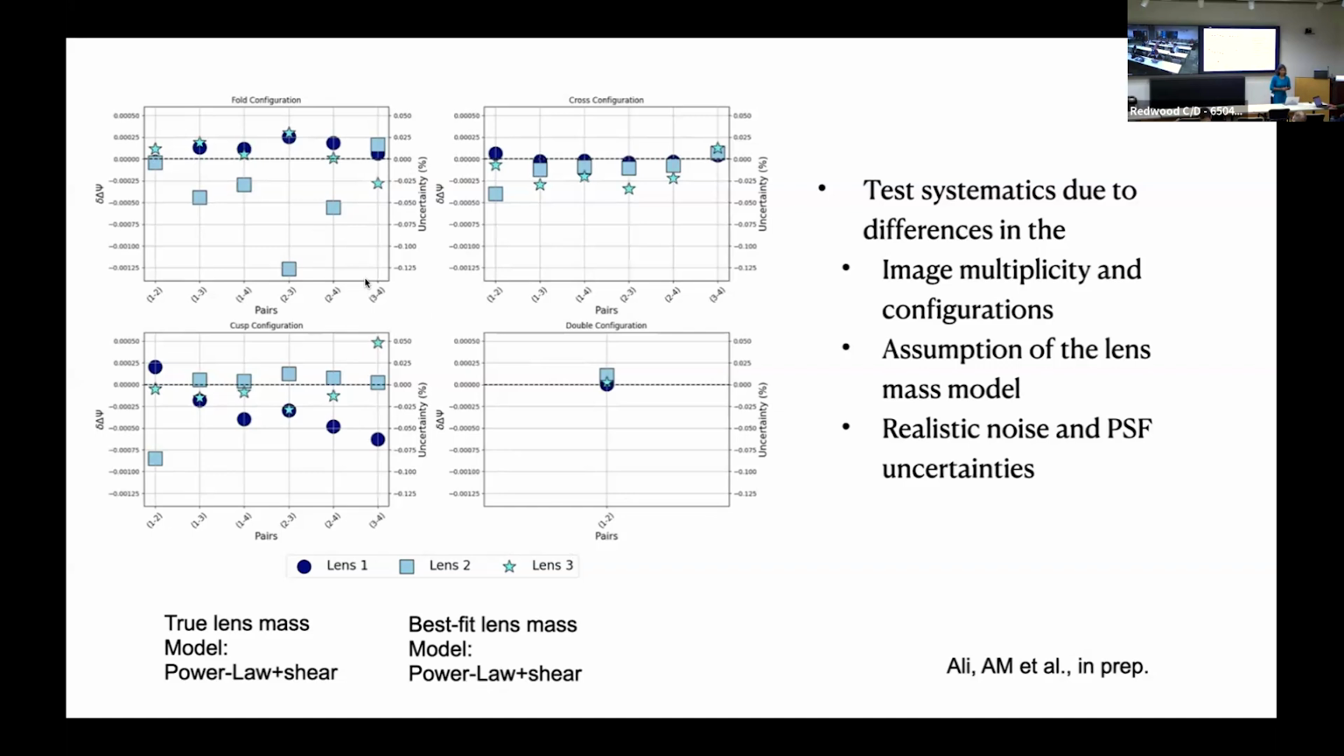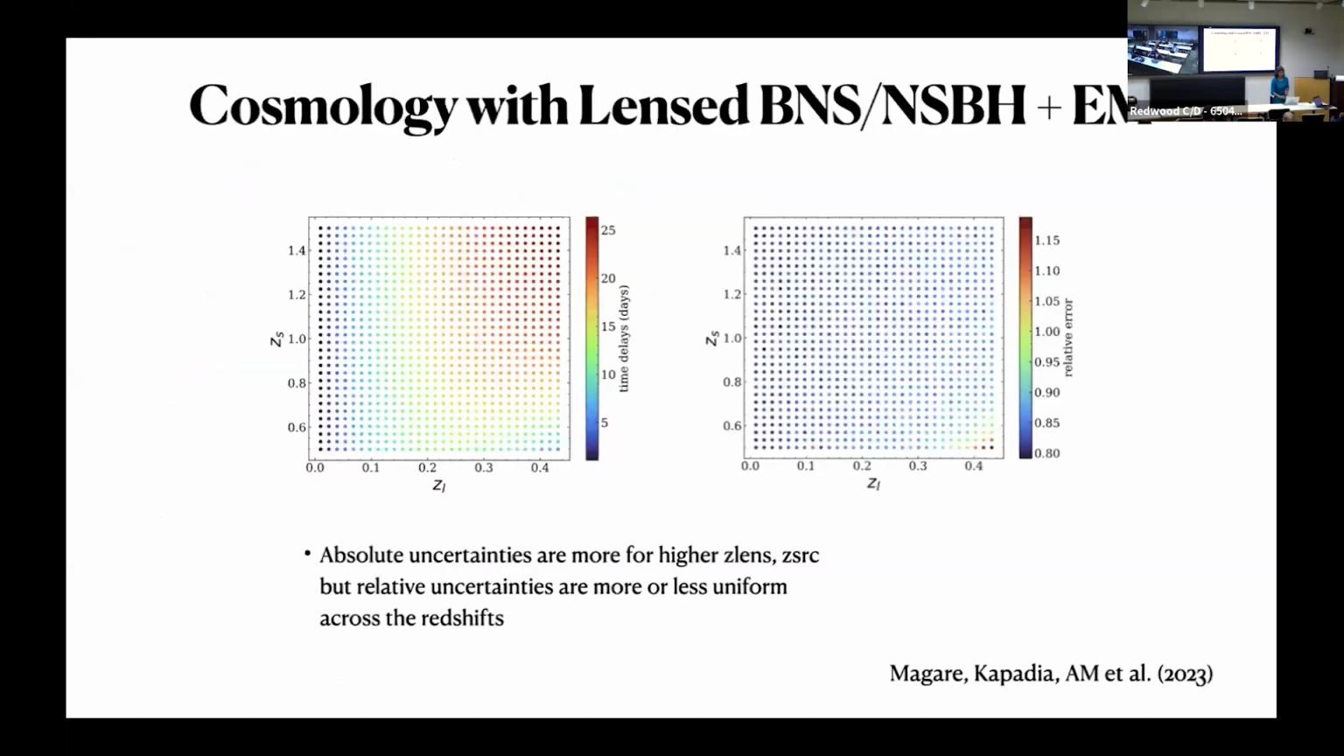And so in the next few steps that we're going to perform, we're going to relax some of these assumptions. We're going to test lens mass models which are completely different from what is there in the mock data, and also introduce realistic uncertainties in the noise and the PSF models, and see how these uncertainties are going to become worse and worse.